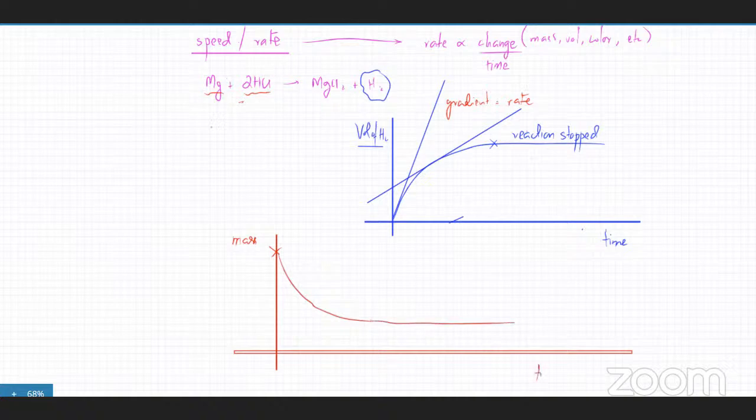ठीक है, with respect to time. And again, it's the same thing. Start के अंदर the gradient is very steep, and then the gradient sort of slows down, and then eventually the reaction stops. So this is the point where the reaction completely stops. Is this clear? Yes.